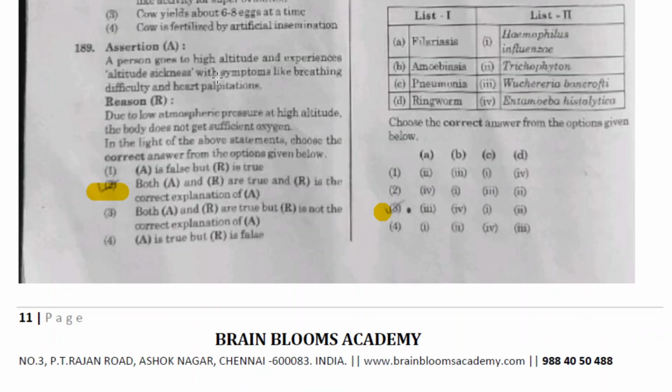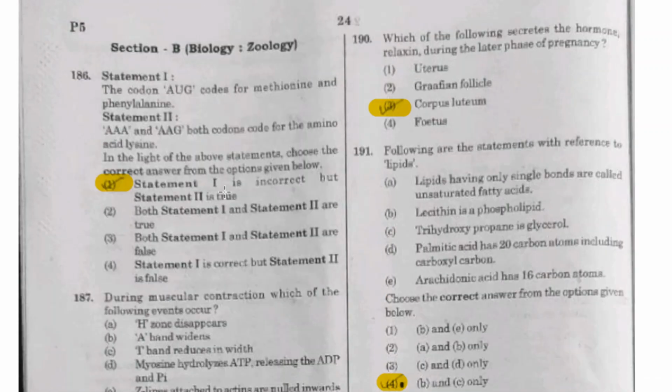Assertion and reasoning. A person goes to high altitude and experiences altitude sickness with symptoms like breathing difficulty and heart palpitation. It's given in the book. Reason is due to the low atmospheric pressure of high altitude, the body does not get sufficient oxygen. So both the statements are correct, and also this is the correct explanation. So I just gave option 2.